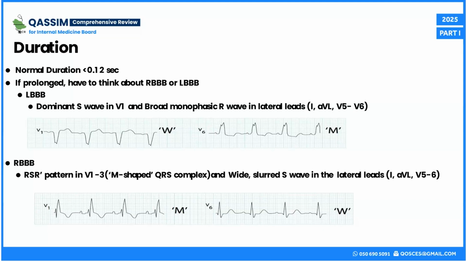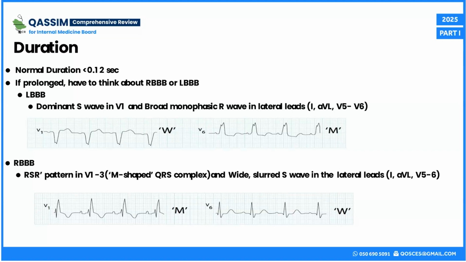Because of the way the conduction happens, the right side of the heart will be activated first, followed by a slow activation of the left side that is detected by the lateral lead, activated myocyte to myocyte, not through the normal conductive system. In regard to right bundle branch block, it will have an RSR pattern, which is called the rabbit ear pattern, or the M-shaped.